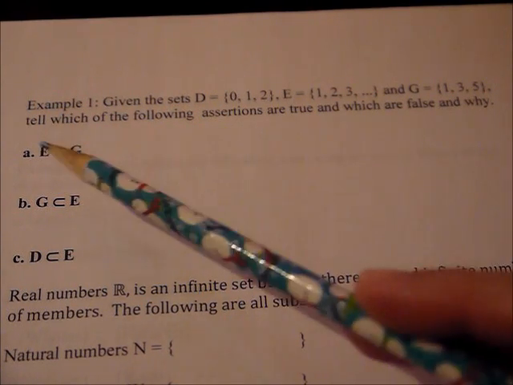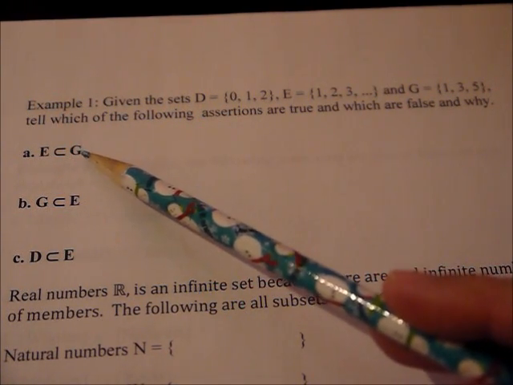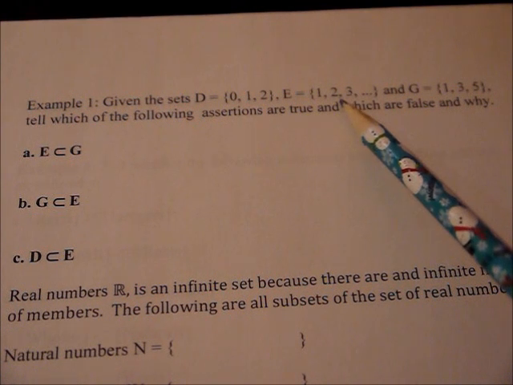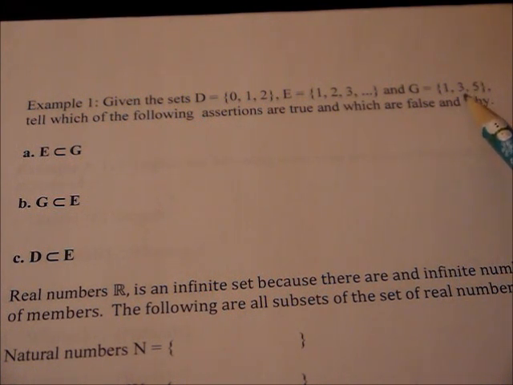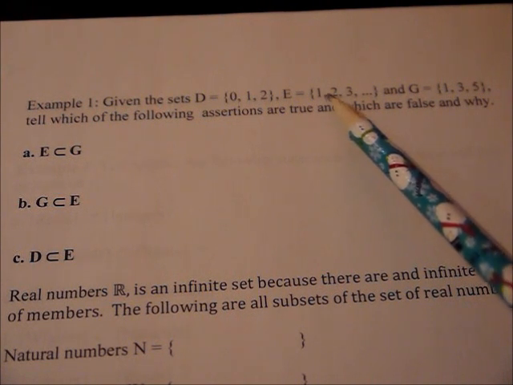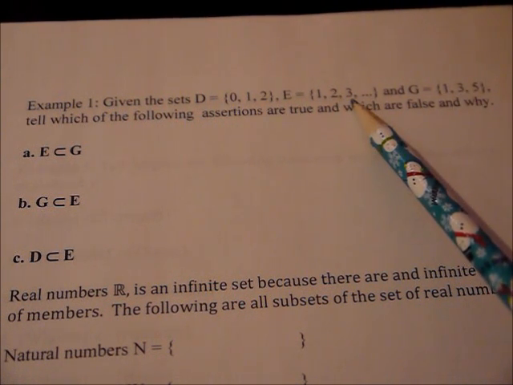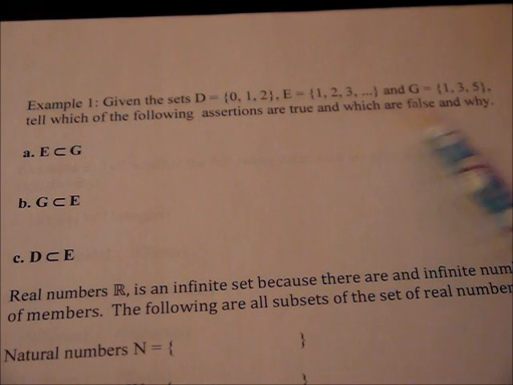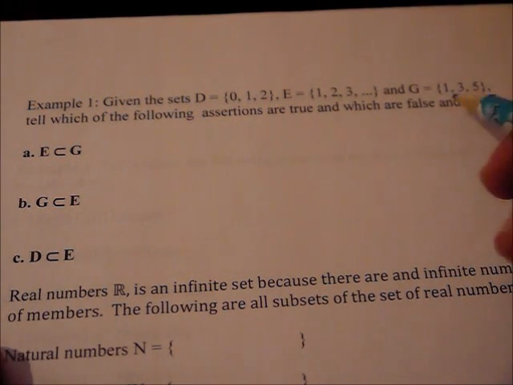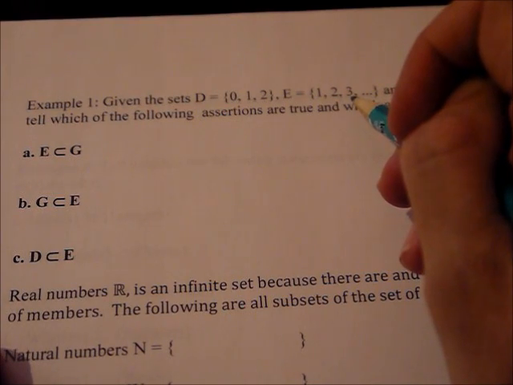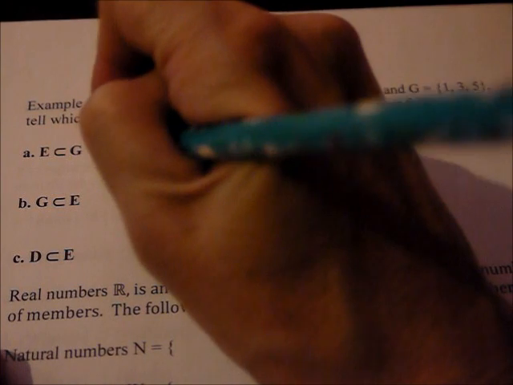The first one. E is a subset of G. Well, that's actually false, because what that would mean is every member of E must be in G. And G only has 3 members and E has an infinite number of members, so that is impossible. In fact, it's the other way around. G is a subset of E. So we're going to say false.